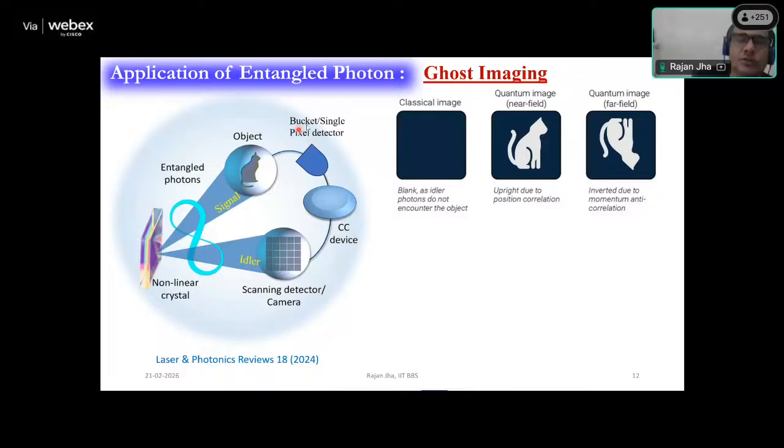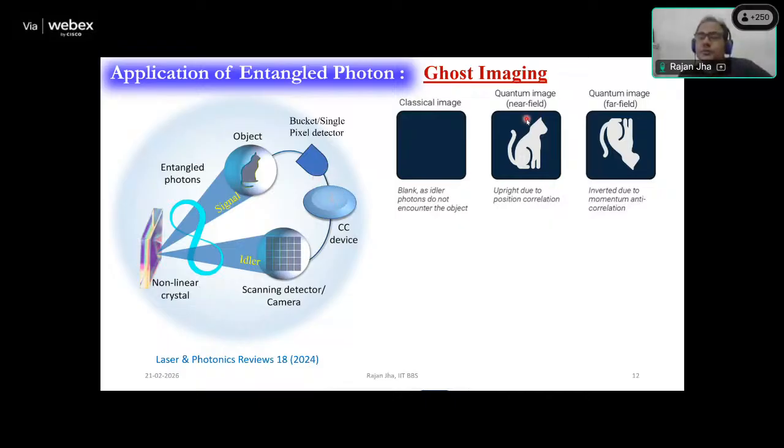And then there is something called a single pixel detector. These are also called bucket detectors. Using the single pixel detector, you try to correlate these two, although there is nothing here, and then record on a CCD device. If you see the classical image, there will be nothing, as idler photons do not encounter any object, and therefore whatever you are seeing classically is not possible.